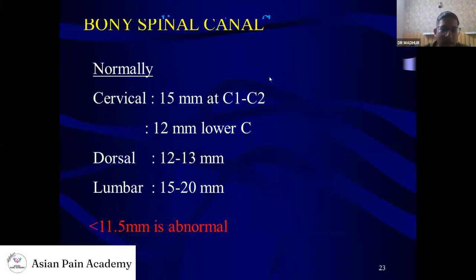Spinal canal diameter, usually cervical at level of C1-2, is 15 millimeter. Lower cervical, it's 12 millimeter. And dorsal spine is 12 to 13. But as we are discussing at present, lumbosacral spine, usually the vertebral canal measures 15 to 20 millimeter in AP diameter in lumbosacral region. Anything which is less than 11.5 millimeter is considered abnormal.